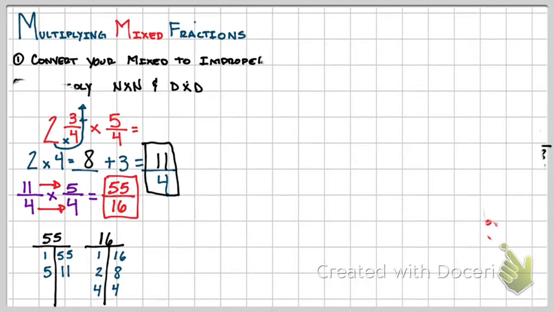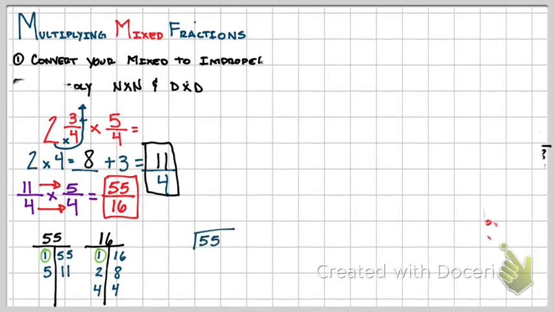So now, if I compare my numbers, what's the biggest number they share? The greatest common factor is 1. Because my number is 1, if I divide top and bottom by 1, it's going to stay the same. So I already know that I can't reduce this anymore. But my fraction is improper, which means my numerator is bigger than my denominator. That means that I can divide.